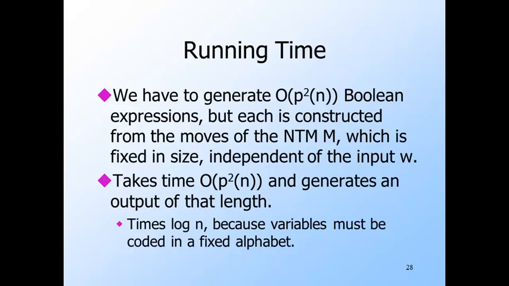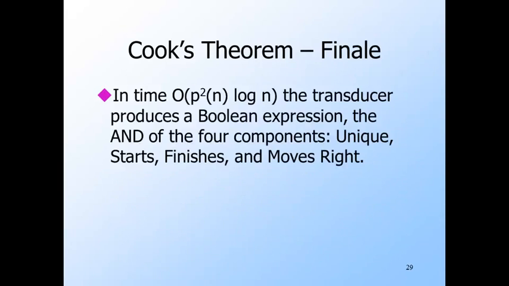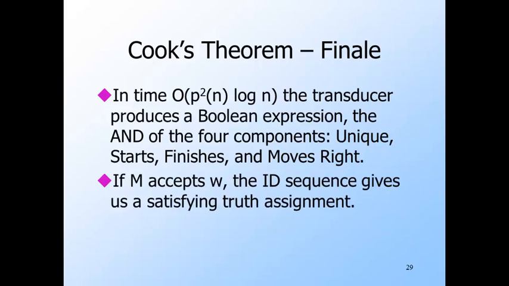As always, there is another factor log n because we must write the Boolean expression in a fixed alphabet, but factors of log n cannot take us out of the polynomial class. So, to sum up the proof of Cook's theorem, it takes time less than order p cubed of n for the transducer to output the Boolean expression that is the AND of the 4 key components: unique, starts right, finishes right, and moves right. We claim that this transduction really is a polytime reduction of the language of M to the language SAT.